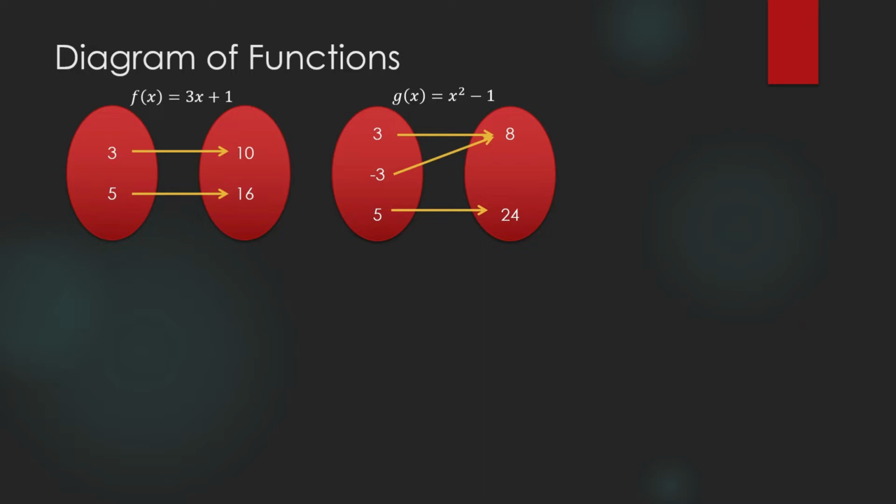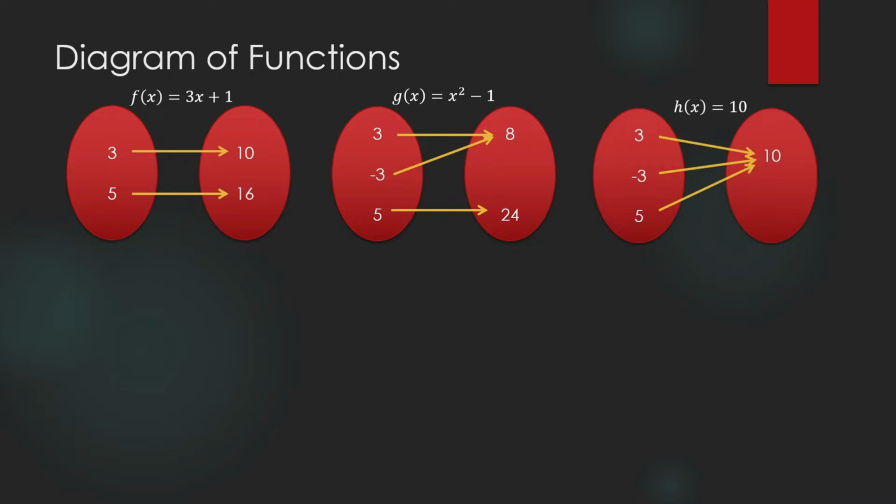This is also a function, a quadratic function in particular. So 3 is paired to 8, but negative 3 is also paired to 8. And then 5 is paired to 24. Again, this pairing is done according to this rule. g of x is equal to x squared minus 1.